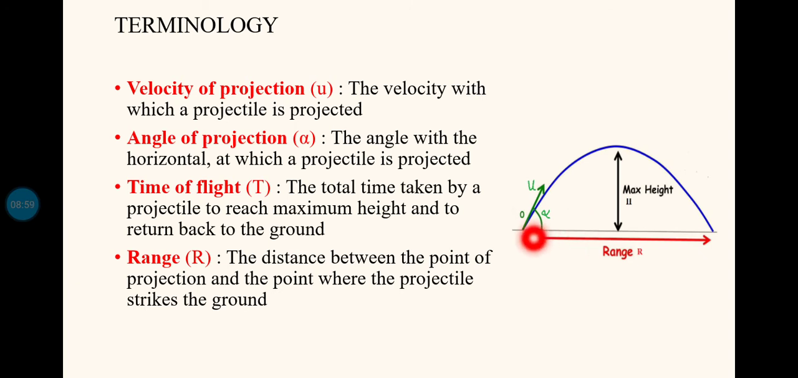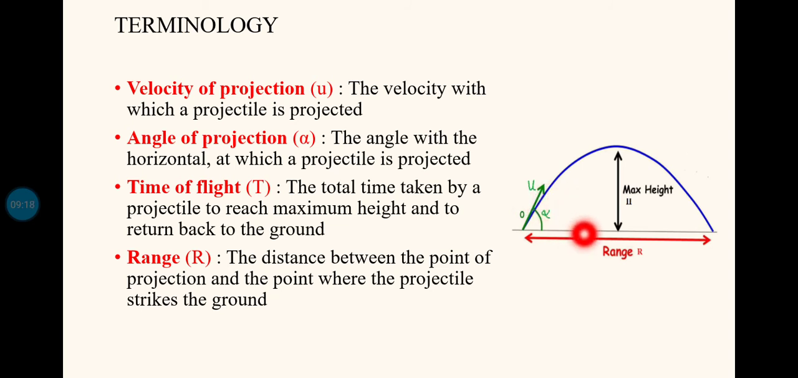For every projectile motion, there will be a particular velocity with which the projectile is projected. That initial velocity is called the velocity of projection u. Here you can see this is the velocity of projection u. And next one is the angle of projection alpha. This is the angle at which the projectile is projected.